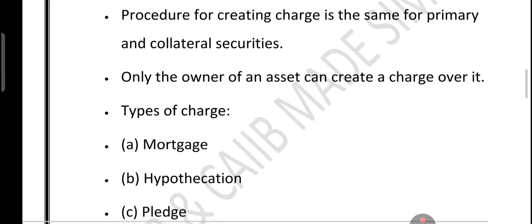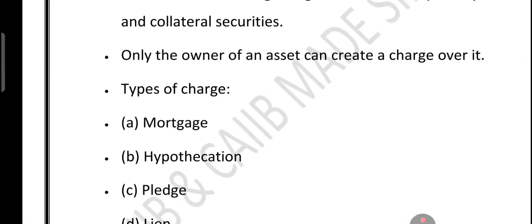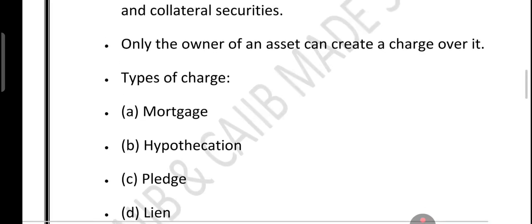And most importantly, only the owner of an asset can create a charge on it. You can't give someone else's car as security for your loan, right? So only the owner of the asset can create a charge on it. This is a very important point.